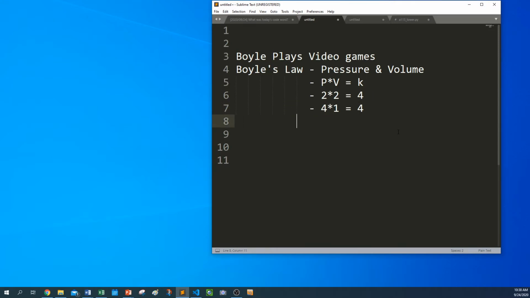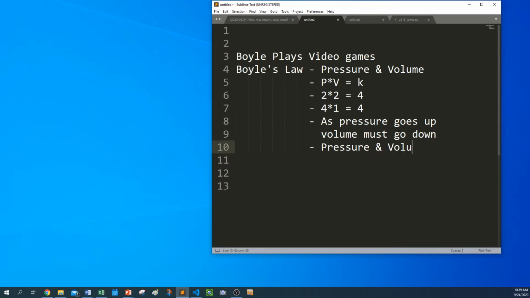So, in other words, Boyle's law states that as pressure goes up, volume must go down. In other words, pressure and volume are inversely related.